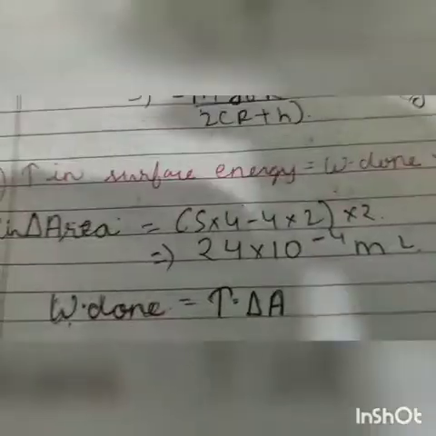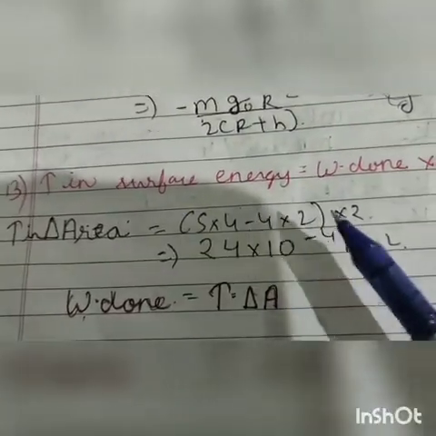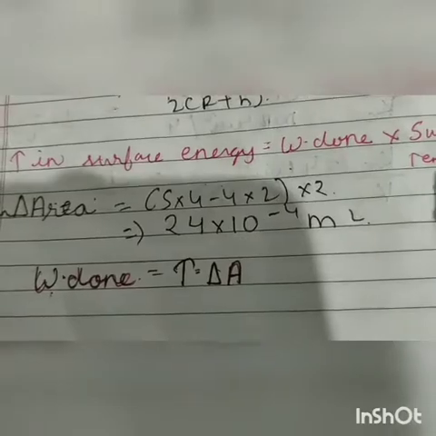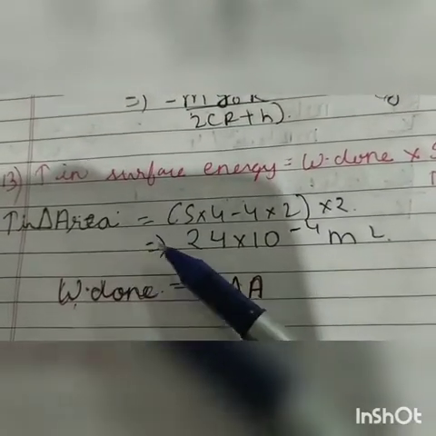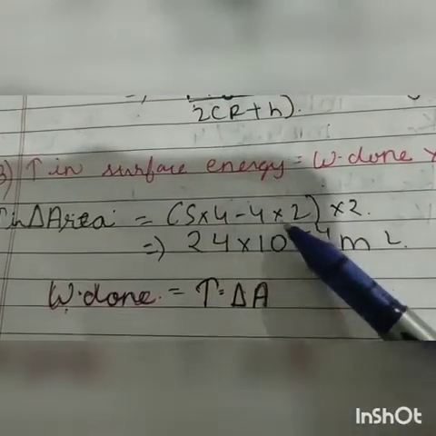Now question number 13. The rectangular film of liquid is extended from 2 centimeter into 4 centimeter to 5 centimeter into 4 centimeter. If the work done is 3 into 10 to the power minus 4 joule, the value of the surface tension in the liquid is. So as we know that increasing surface energy is equal to work done into surface tension. So here the increase in area is equal to 5 into 4 minus 4 into 2 into 2.